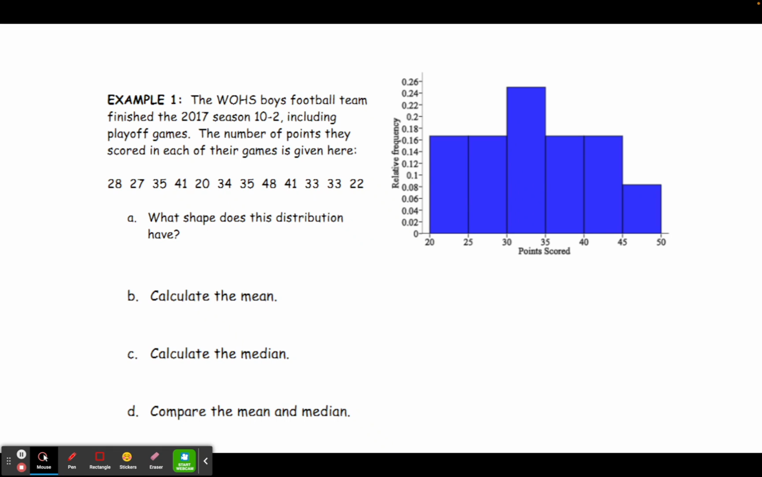So, first of all, what shape does this distribution have? Even though it's not perfect, we would say that this is roughly symmetric. Now we can calculate the mean. So if I add together all the points from that list there at the top and I divide by 12 because they had 12 games, we get a mean of 33.08.